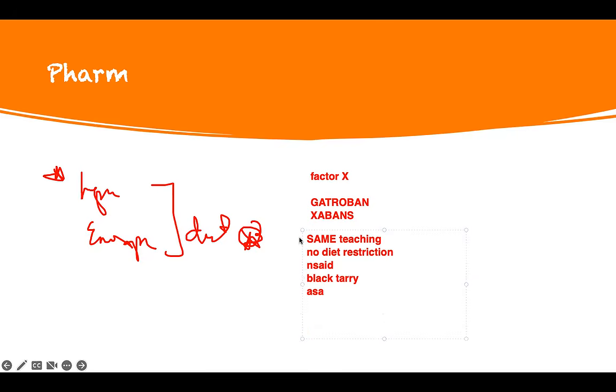Okay. Some of these medications are taken twice a day, like Eliquis, twice a day. And you got to stop it. Most of them, 48 hours, you stop it before surgery. Most of them, 48. They clear quickly. They get out of your system.